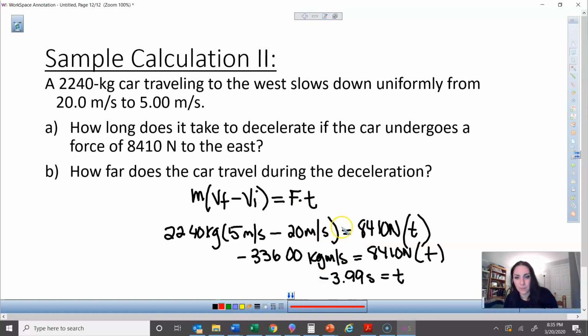I'll show you. When I was looking at this, I see that it does say east. And I was like, oh yeah, east. That makes sense. So I'm going to call this positive because that's east, and I did that correctly. What I did wrong is that this car is traveling west, which means these numbers are negative. So -5 minus -20 is in fact +15.